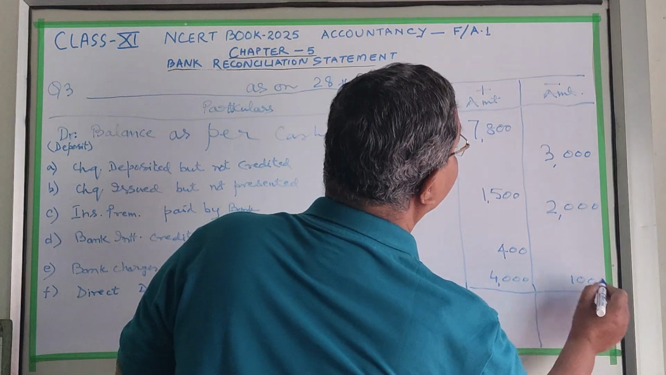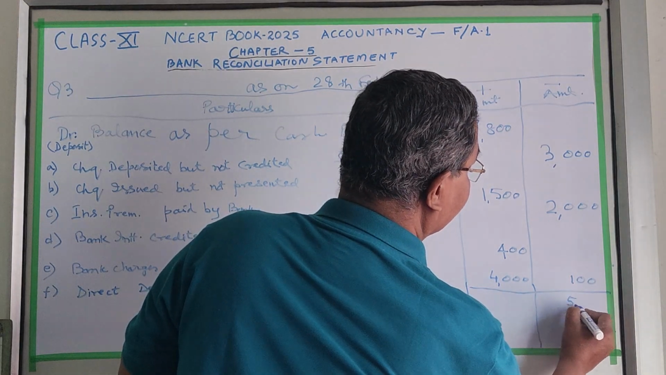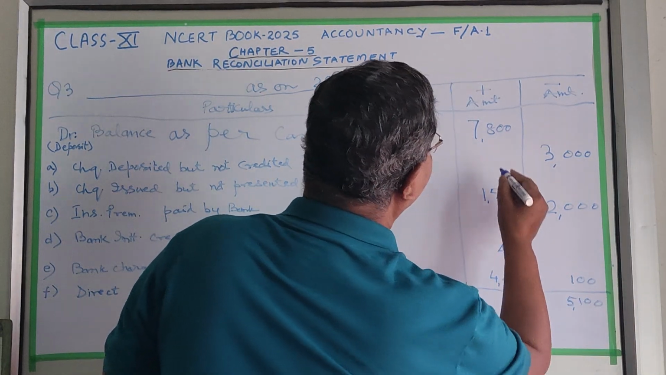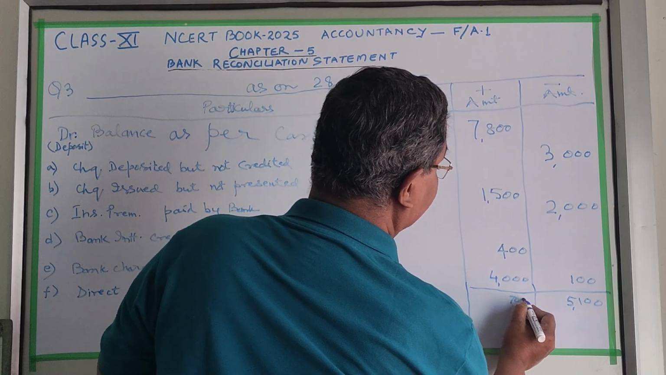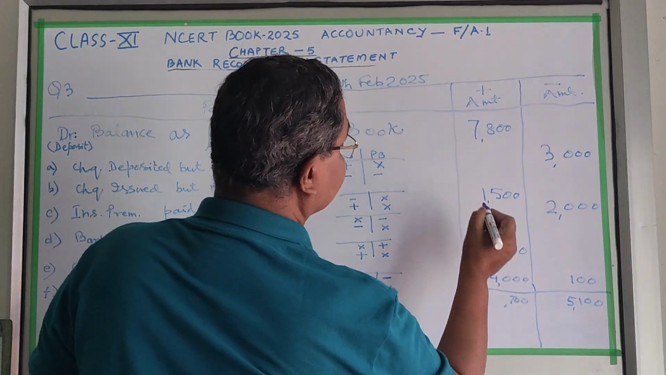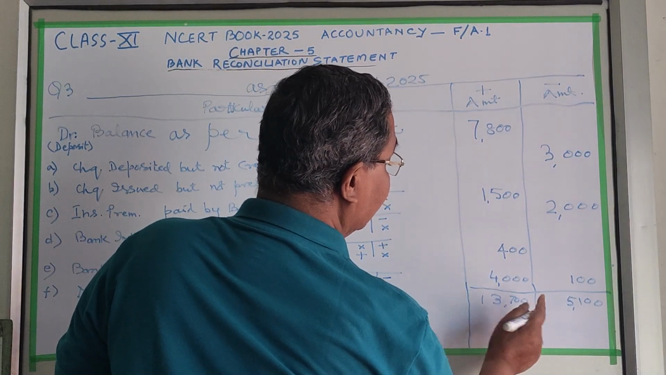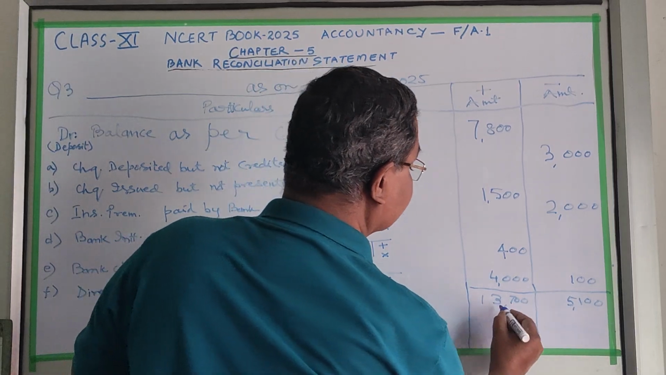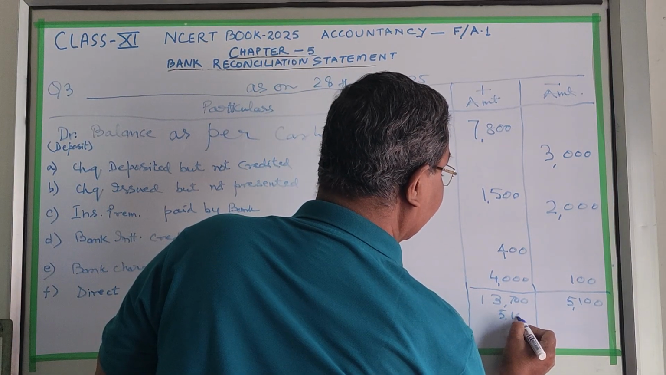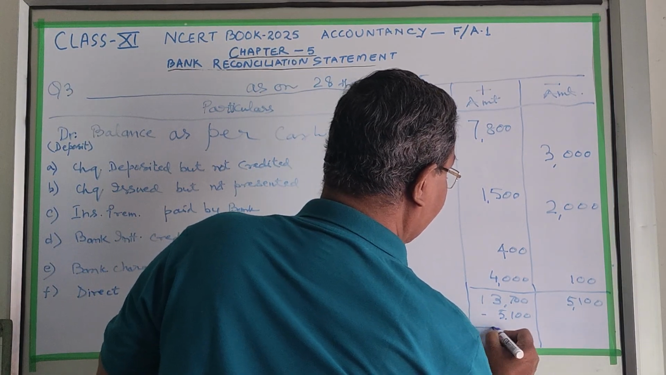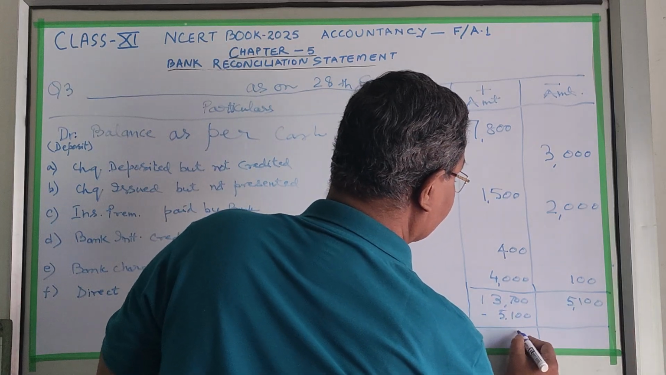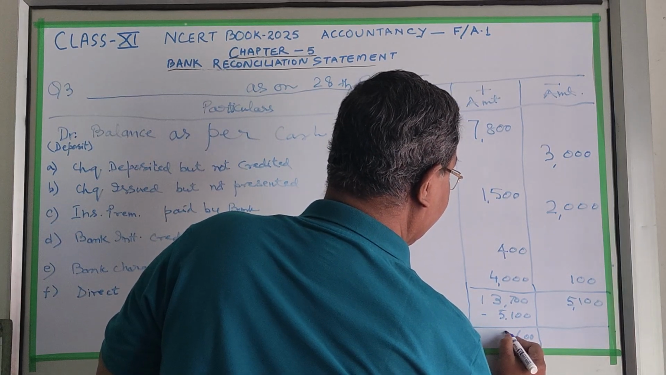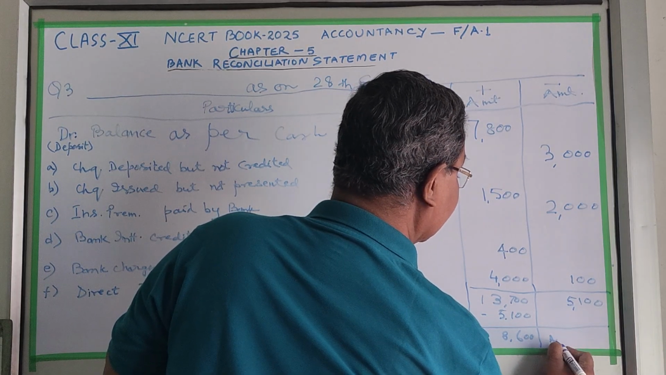So what are the entries? 3 to 5, 5,100. And here the total of 13,000. So it is higher. We will put it to this side, 5,100. So this is the minus entry. So 8,006. This is your answer.